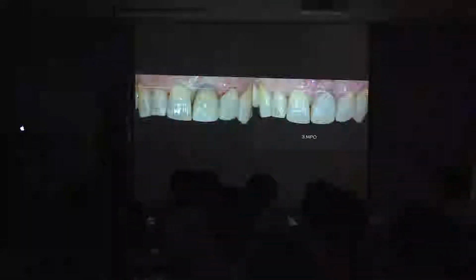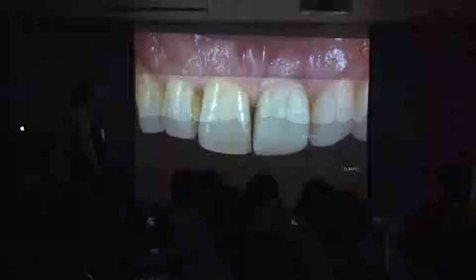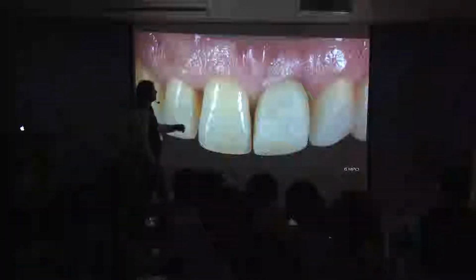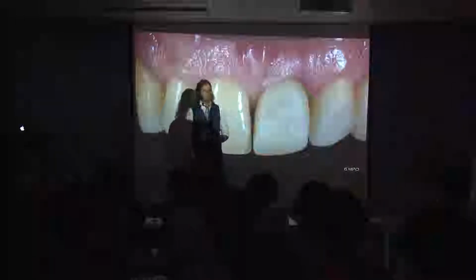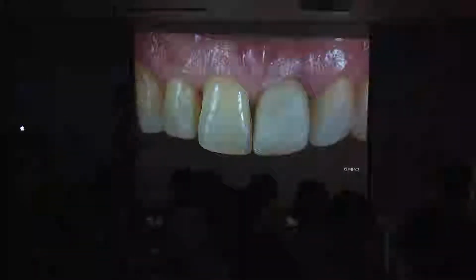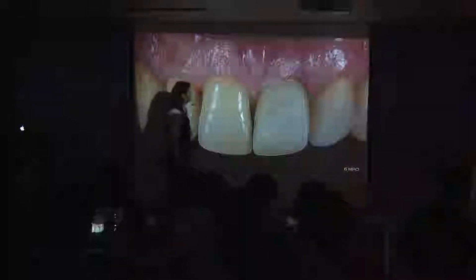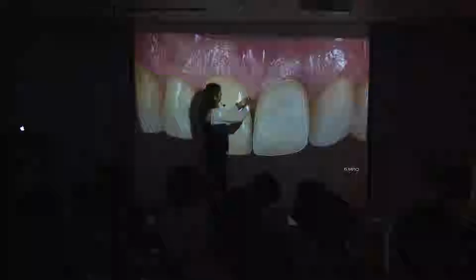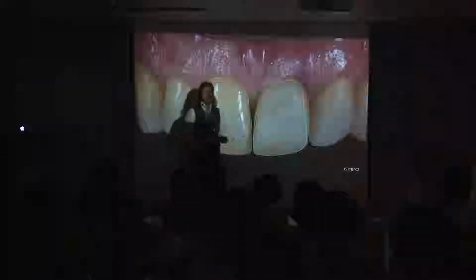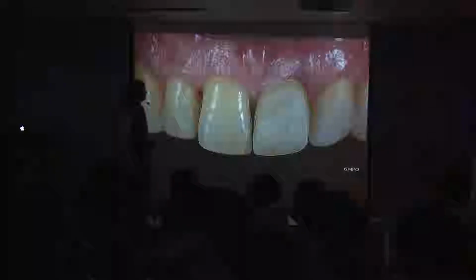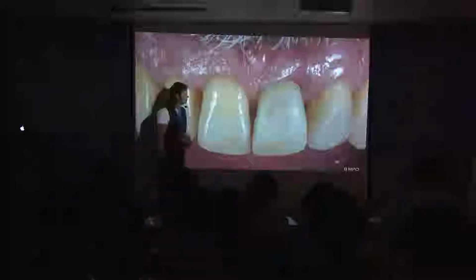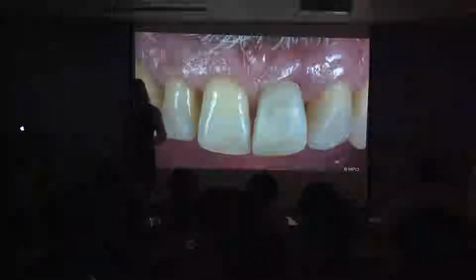Three months. Start growing. 6 months. Now it's getting bigger, also horizontally. Now we apply digital smile design described by Christian Kochman, so we can change the volume of the resin. So they are very similar. And then I wait for a stabilization.